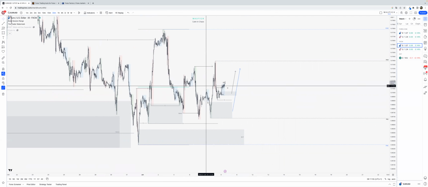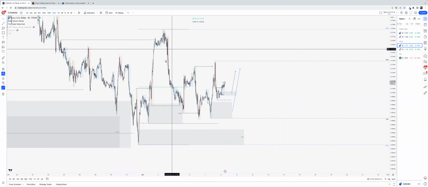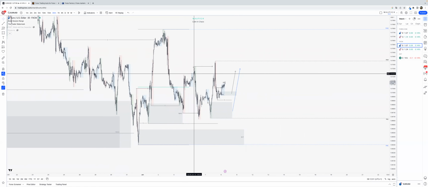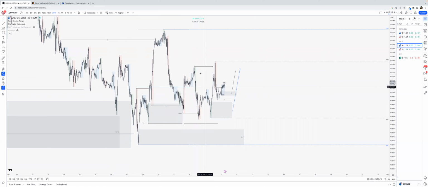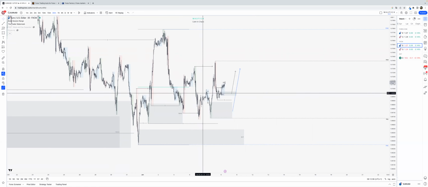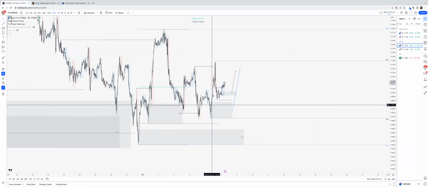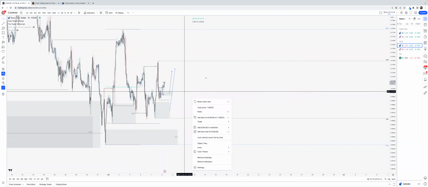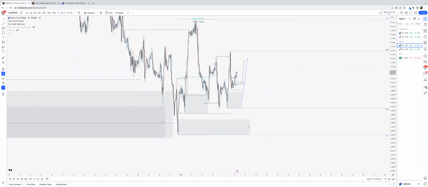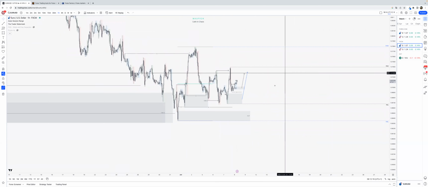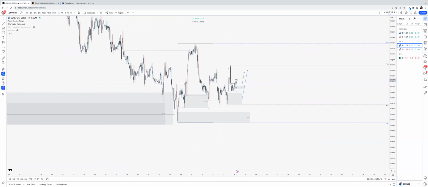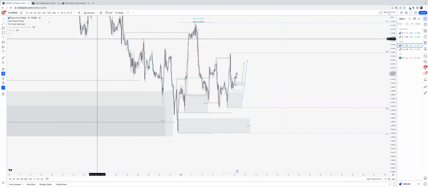What can we add to this? We can see that this was quite impulsive, then this was correctional. This was an impulse down, correctional, impulse down, impulse up, correctional, impulse down, correctional, and then this is an impulse up again. So it's a little bit of both ways. It's not that easy to read from just price action.